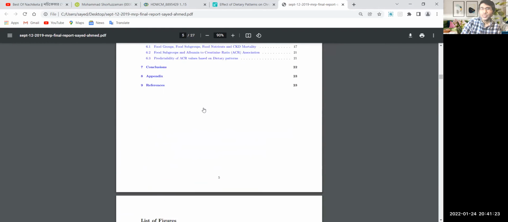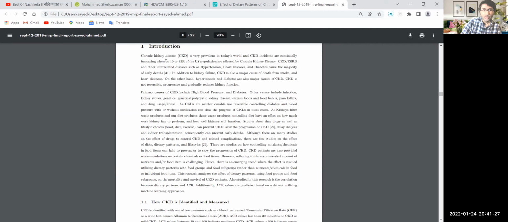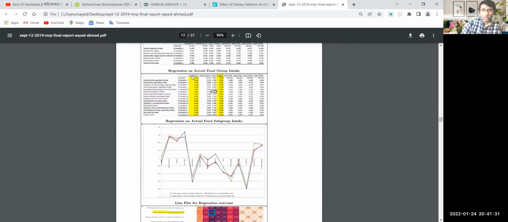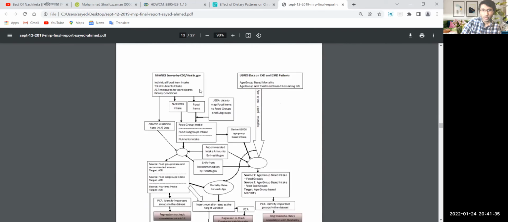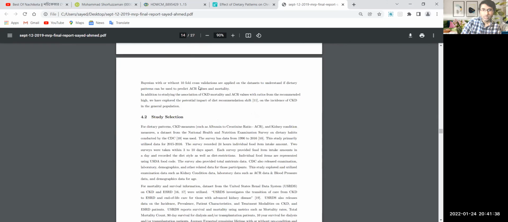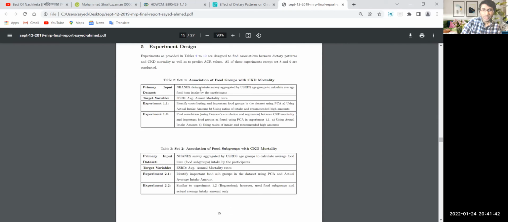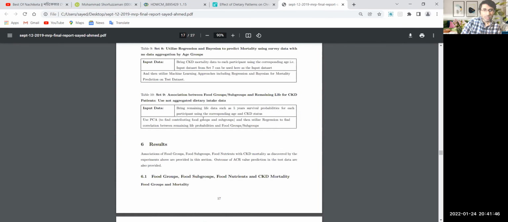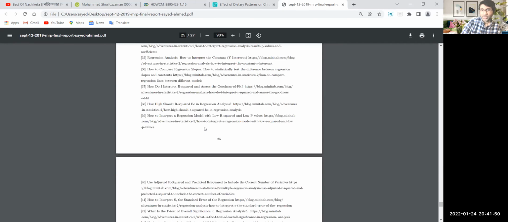I think in general you do not need it. Okay, introduction, literature review, then the methodology. I think this is the methodology overview. Experimental design, I think this is the experimental design. Okay, results, conclusion, and references.